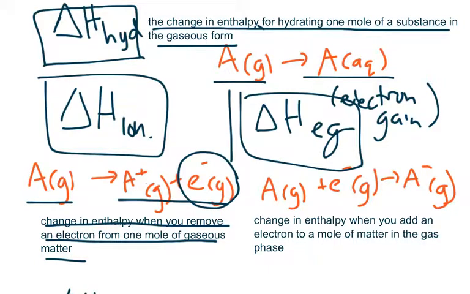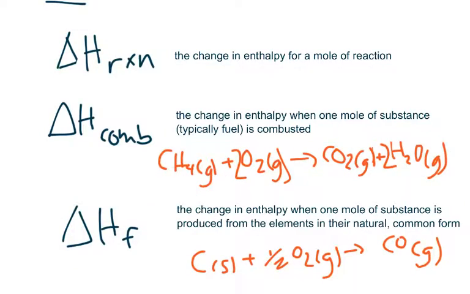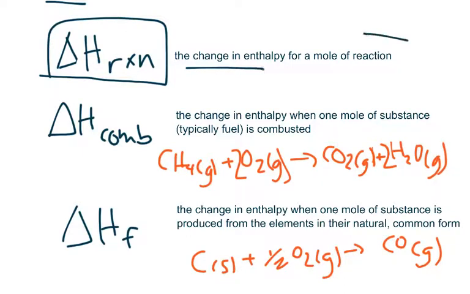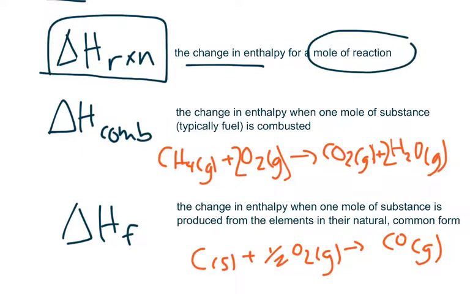Now, the delta H of electron gain is when you add an electron to a mole of matter in the gaseous phase. So in this example, 1 mole of A plus 1 mole of electrons becomes 1 mole of A minus in the gaseous form. Now let's move on to other enthalpies. The delta H of reaction is just the change in enthalpy for a mole of reaction. And keep a note that the coefficients in the reactions don't typically have to be equal to 1.